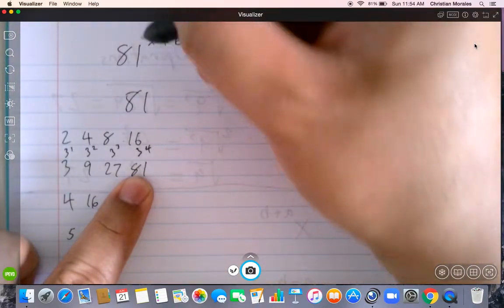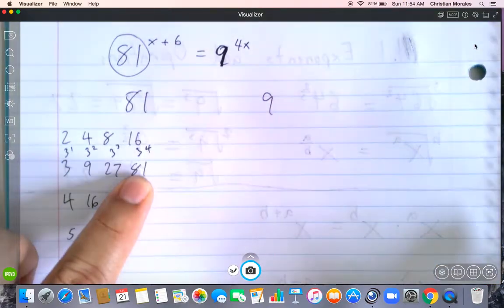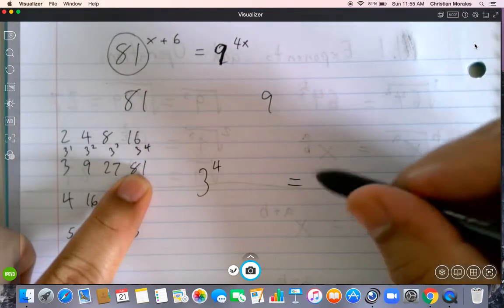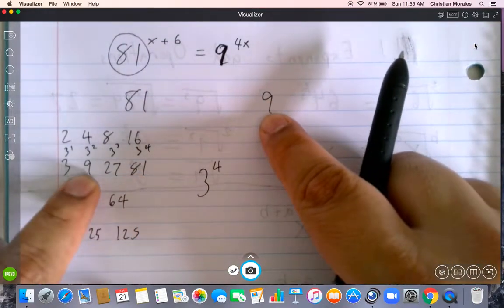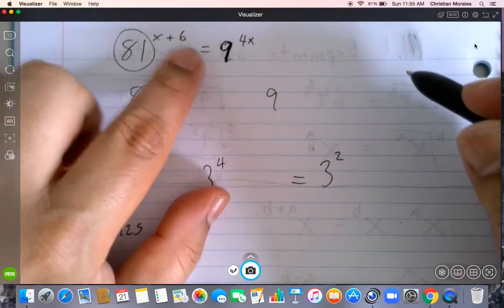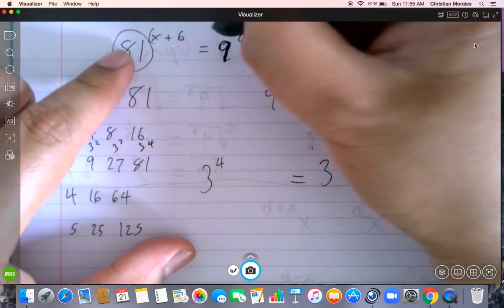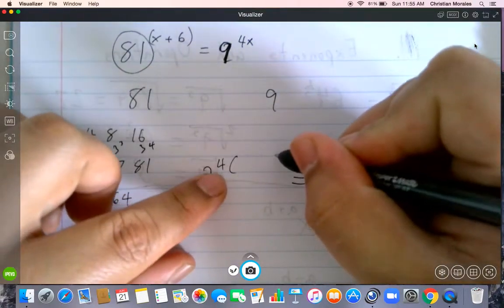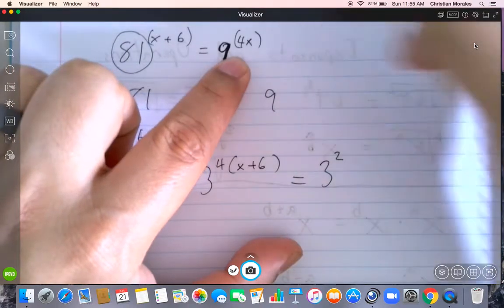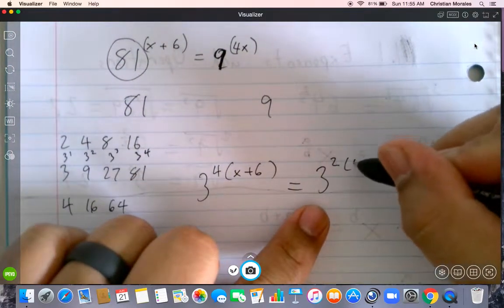So I'm going to rewrite this problem, but this is going to change. It's going to be now 3 to the fourth power. 9 is also going to change, but that's going to be written as 3 to the second power. Okay, but what about the exponents that are already there? These exponents you leave with the new one. So this has an x plus 6, and this one has a 4x.